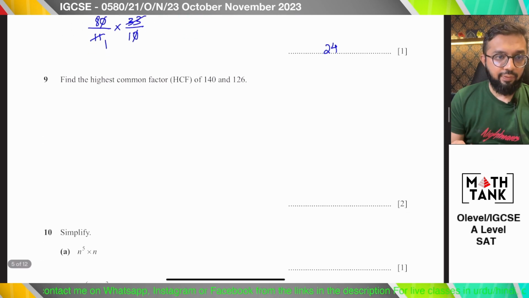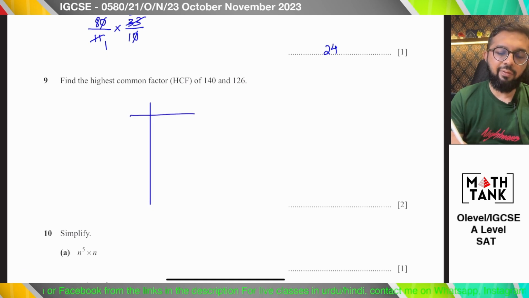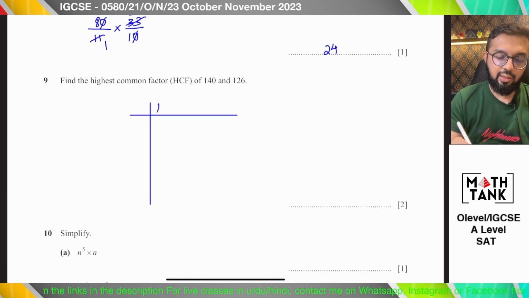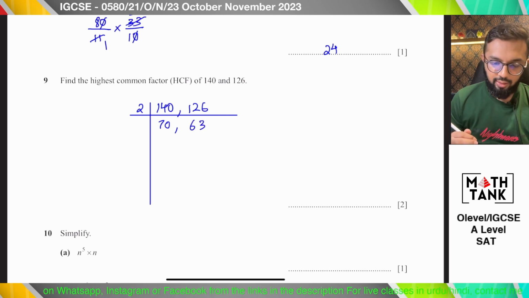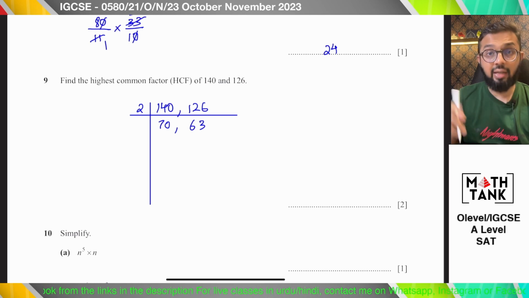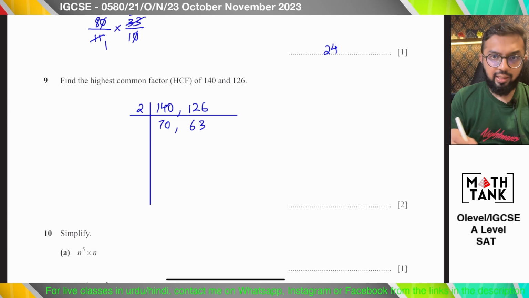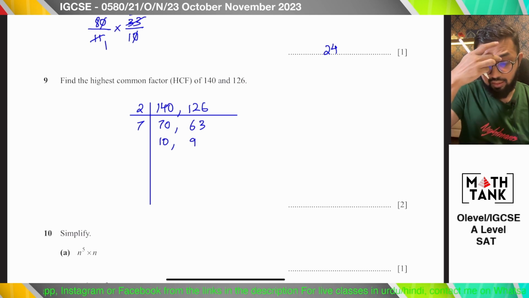Find the highest common factor of 140 and 126. So you start doing prime factorization of these numbers together rather than separately. You start doing them together. So 2 times 70 and 2 times 63. You only divide by the numbers that are a factor of both the numbers. So I can't further divide by 2. Can I divide by 3? No. 7 seems like the most likely number that I can divide by. 7 times 10 and 7 times 9.